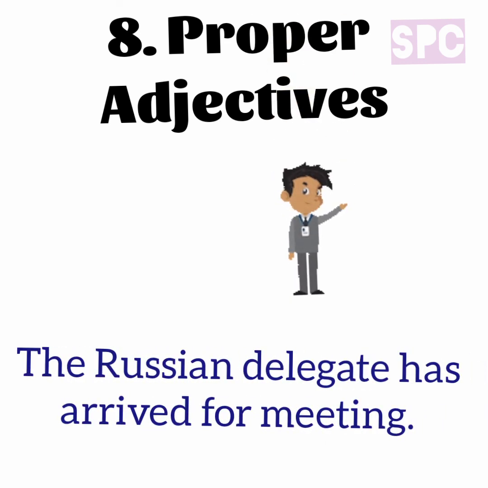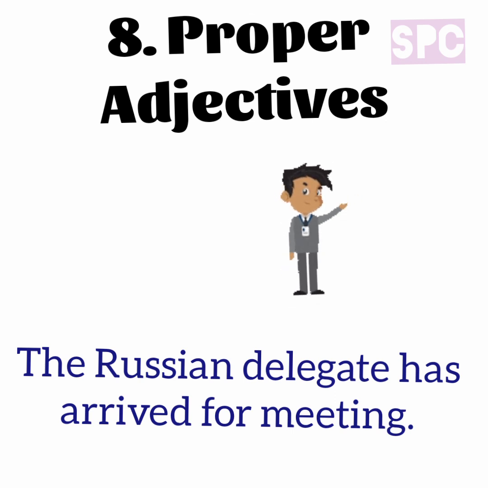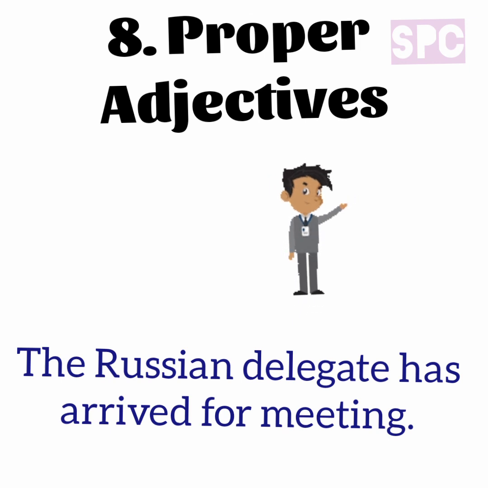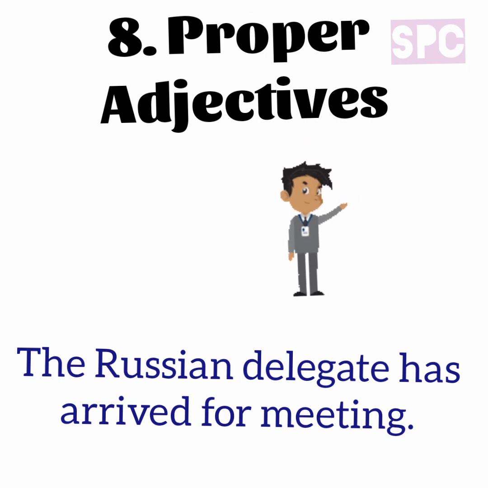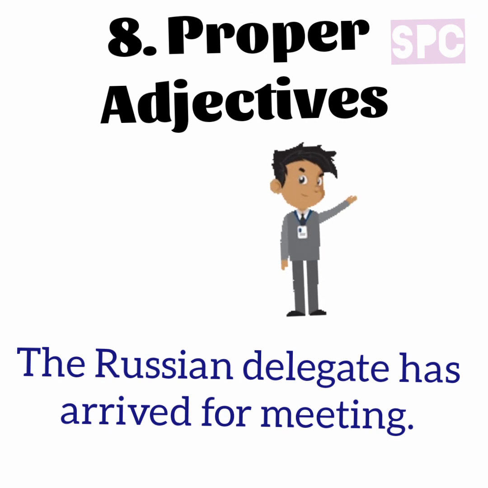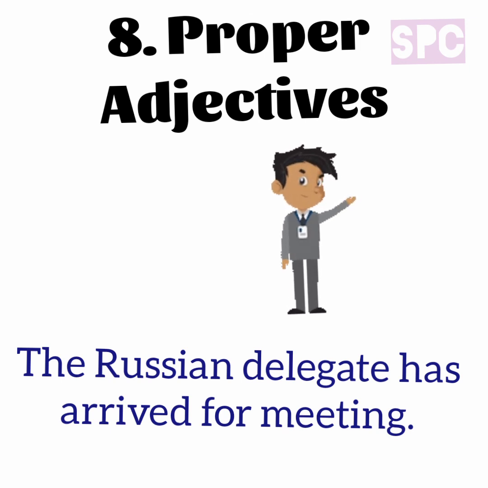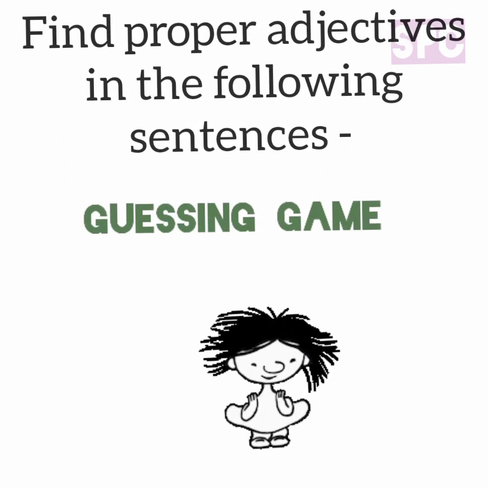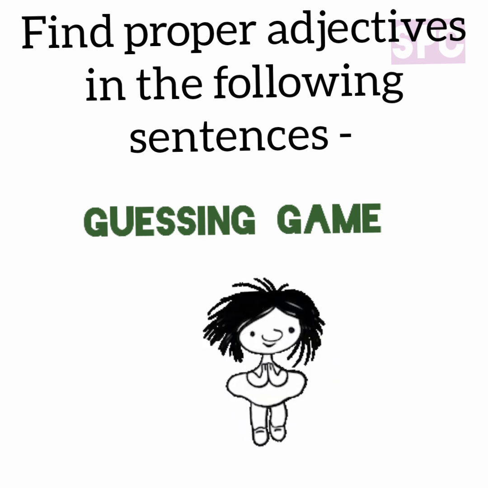Next example, the Russian delegate has arrived for meeting. In this sentence, the delegate belongs to Russia. Russia is a country. So, in this sentence, Russian is a proper adjective and delegate is a noun. Let's try to find proper adjectives in the following sentences.